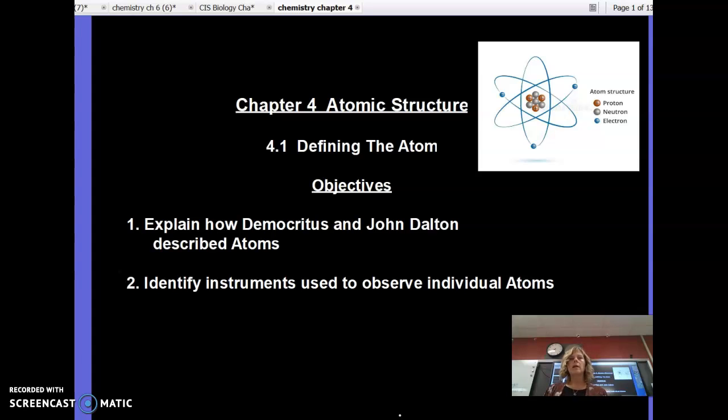So in this first section of chapter 4, we're going to talk about Democritus' very early theory and John Dalton, who came up with, although it was a long time ago, a much more modern atomic theory that we have built on since that time. And we're going to identify some of the instruments used to observe individual atoms. We'll talk about that a little bit and some of those processes just briefly.